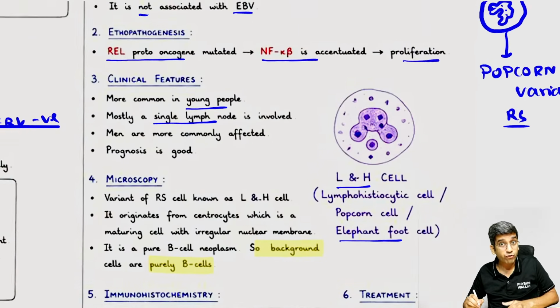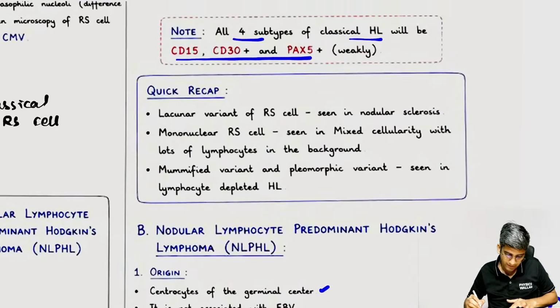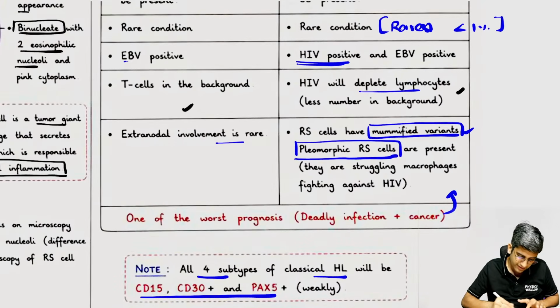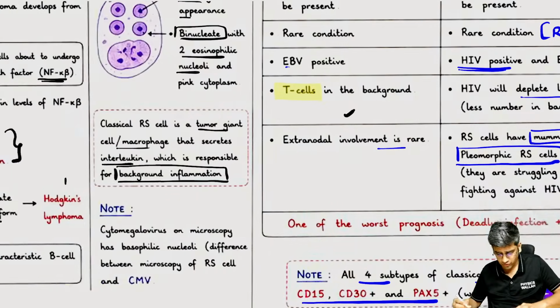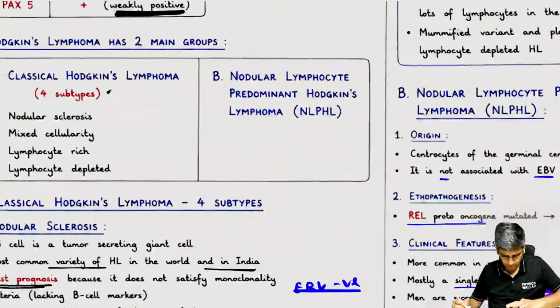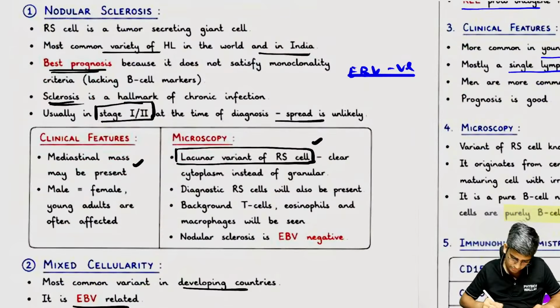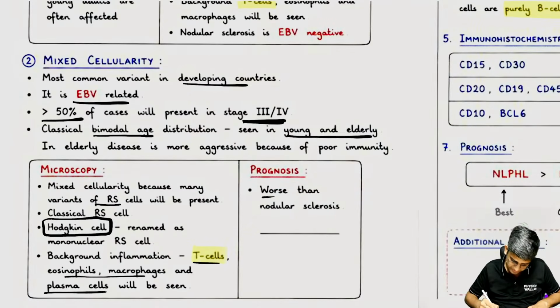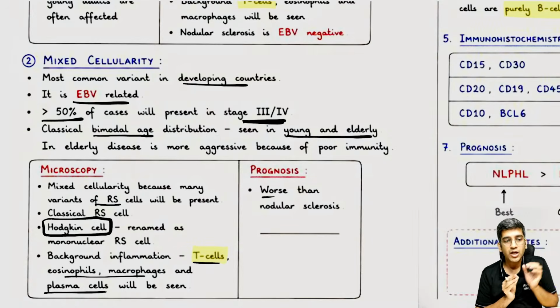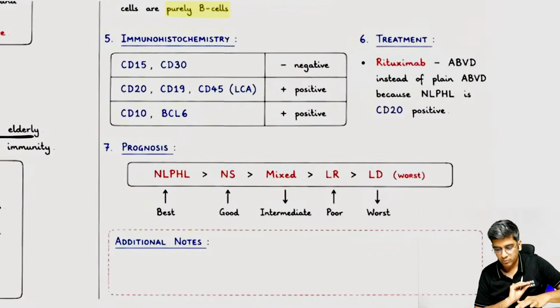I'll go back to classical Hodgkin's. In classical Hodgkin's, I'll have background T cells, be it lymphocyte rich, even lymphocyte depleted, even your nodular sclerosis will have background T cells. Even your mixed cellularity will have background T cells. It's very, very important. Only NLPHL will have a background B cell and everything else will have a background T cell.